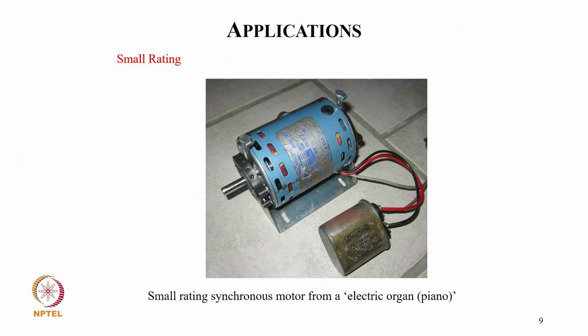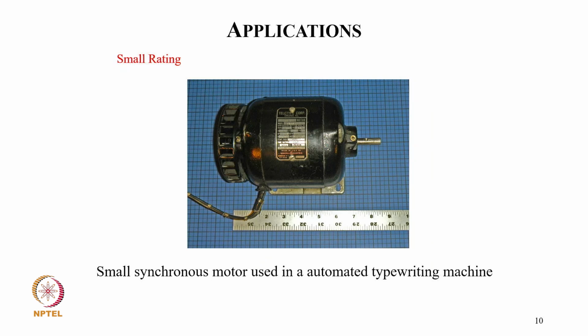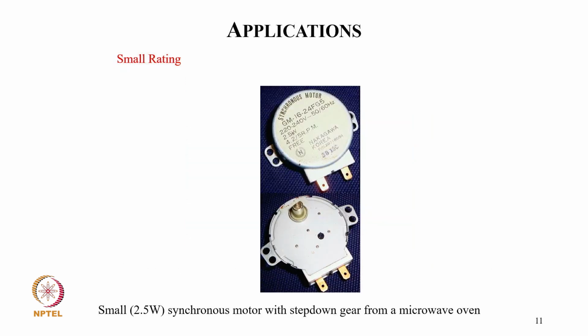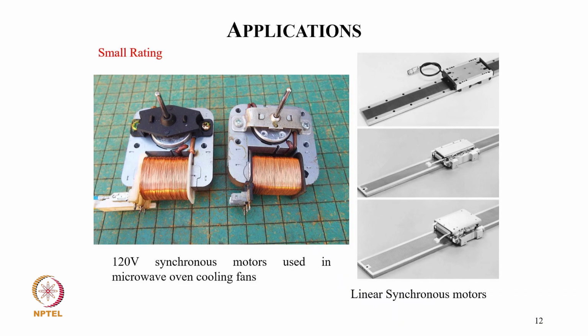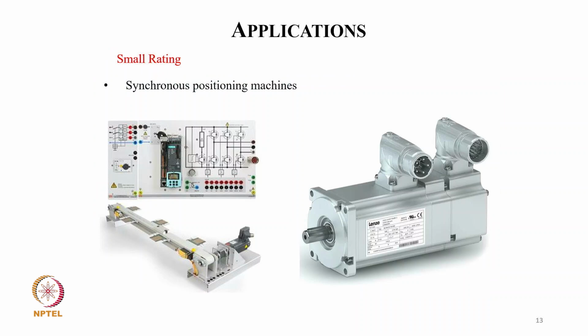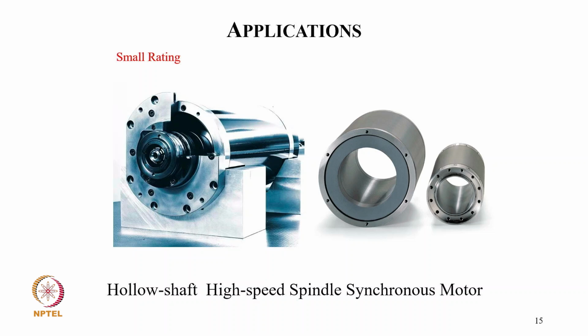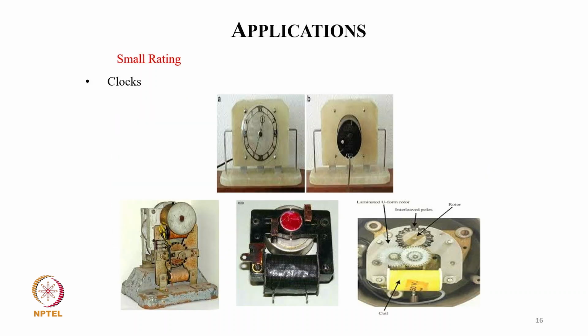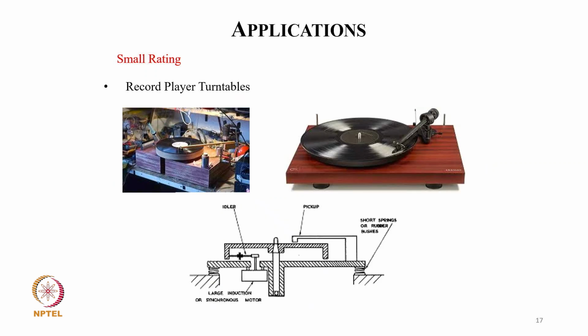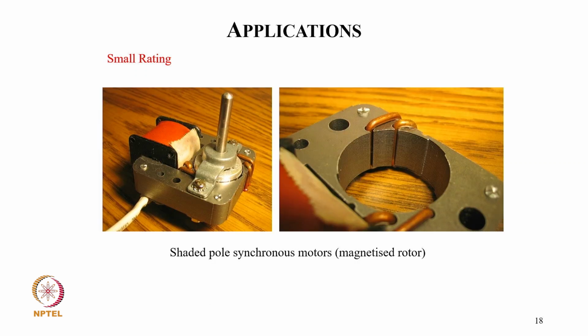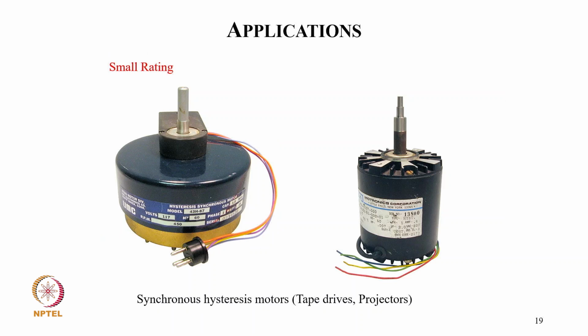Now coming to applications of synchronous motors. The applications with small ratings start with the electric organ, then automotive type rating, then a synchronous motor for step down gear, then a 120 watt synchronous motor used in a microwave or cooling fan, then a synchronous motor positioning machine, and synchronous robots, actuators, high speed spindle synchronous motor, then clocks, record player turntable, shaded pole synchronous motor.